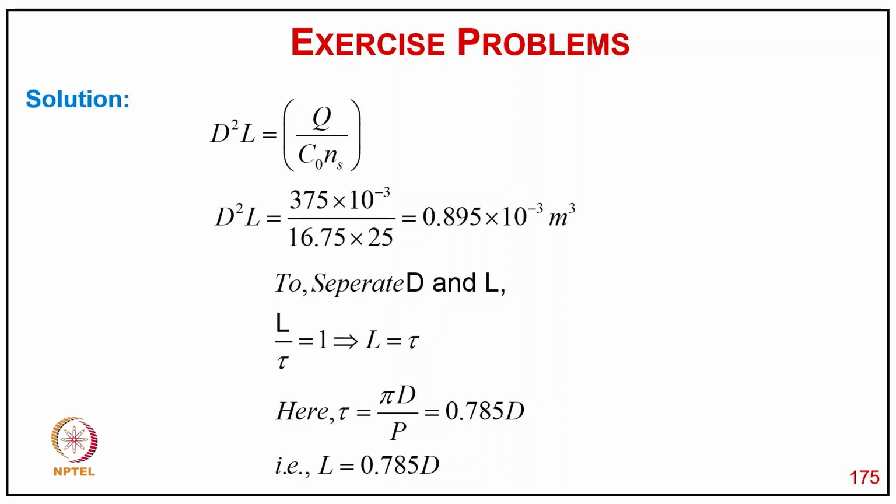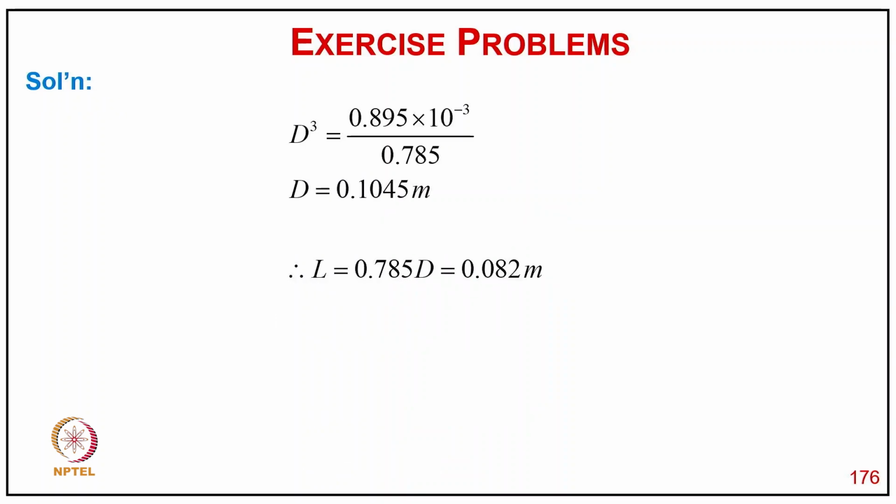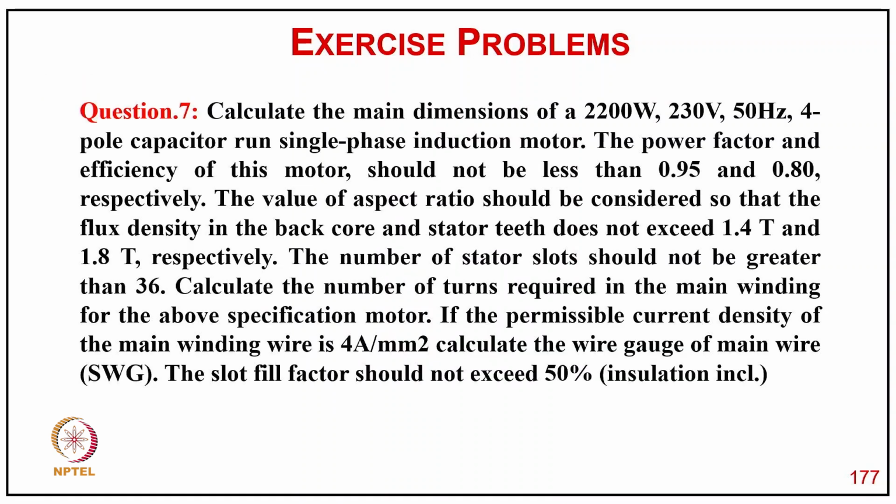Separating D and L, taking L upon tau as 1, it means L equals tau, and tau is equal to pi D by P, that is 0.785 D, so L equals 0.785 D. So D cube equals, putting the values, D comes to 0.1045 meter, and L equals, putting 0.785, 0.082 meter.